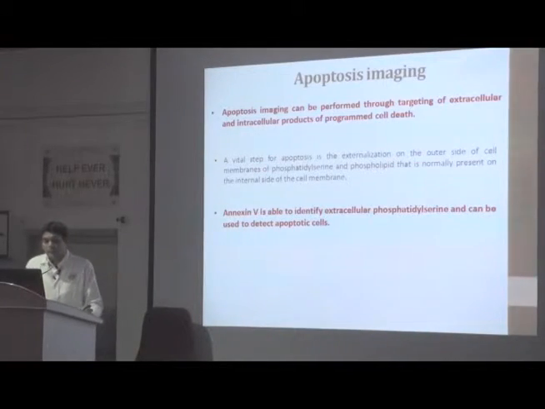Apoptosis imaging can be performed through targeting of extracellular and intracellular products of programmed cell death. Annexin V is able to identify extracellular phosphatidylserine and can be used to detect apoptotic cells.